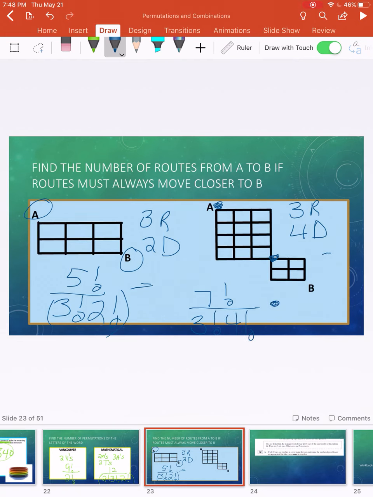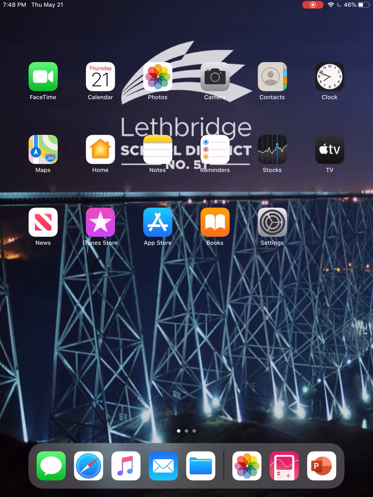Times here we're going right 2 times and down 2 times. So we have 4 directions, and we're going 2 right and 2 down. So that's how you would type that in your calculator. So let's type that in really quick.